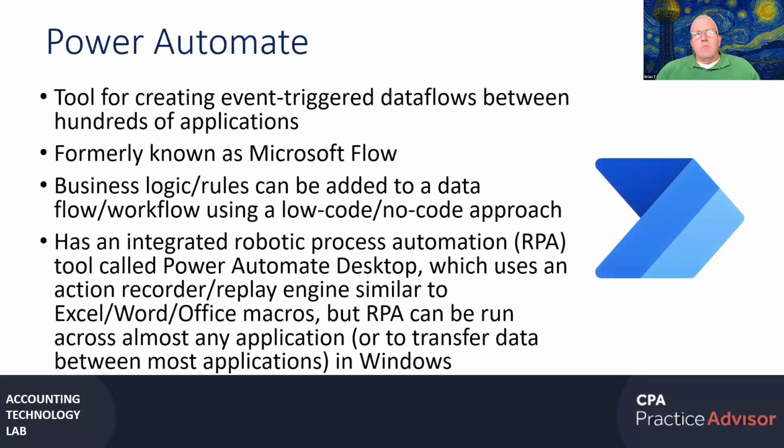And so again, Power Automate does event-triggered data flows between hundreds of applications. That used to be called Microsoft Flow. You can put in there business logic and rules that you can connect up to a data flow or a workflow with a no-code, low-code approach. It also has an integrated robotic process automation tool. Think of RPA as basically macros in Windows that run across multiple applications.